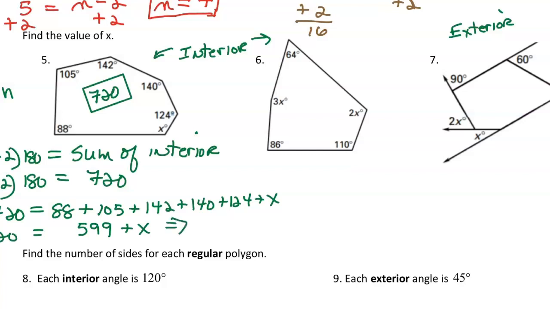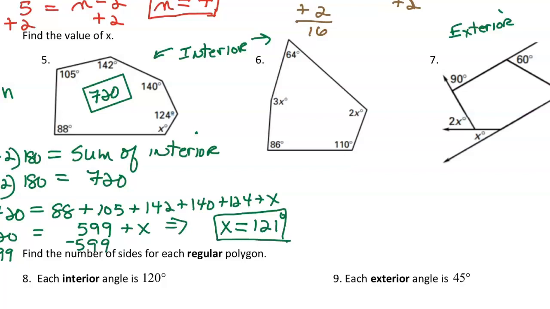So our next step is to subtract 599 from each side. And when I do that, I get x equals 121. Then I'm done. Okay, so that's our answer. So first step, find out how many degrees should be inside. Then do your equation. Then find your x. Okay, so be very systematic.